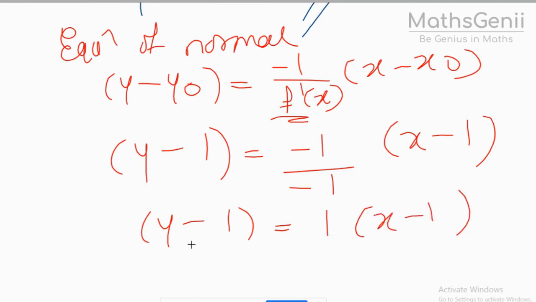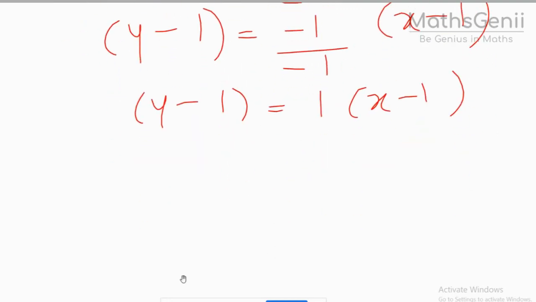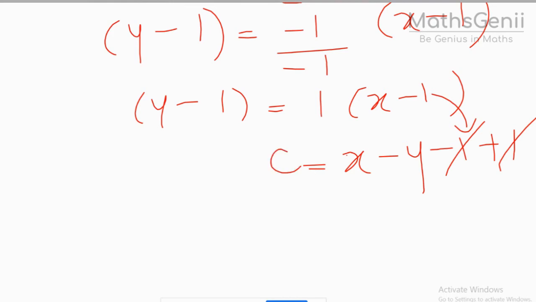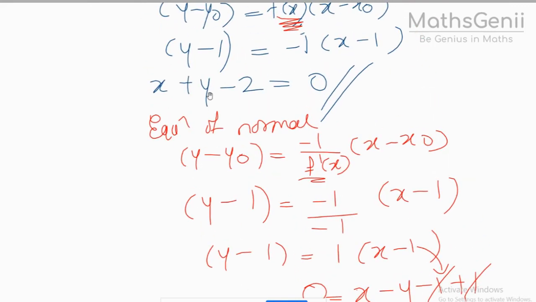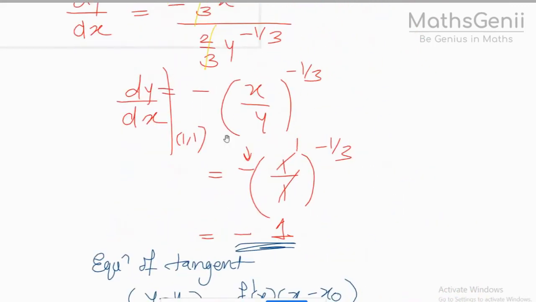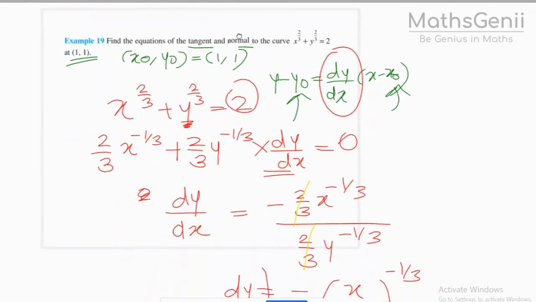So the equation becomes, this x and this y will come on this side. This -1 is already there. This -1 will come this side, will become +1. -1 plus 1 gets cancelled. So 0 is equal to x minus y is the equation of normal. So we have covered equation of normal, equation of tangent, both.